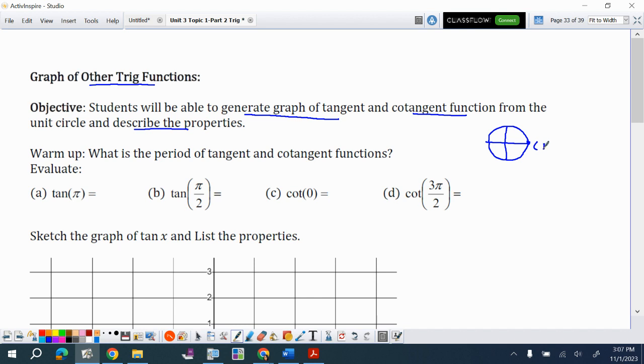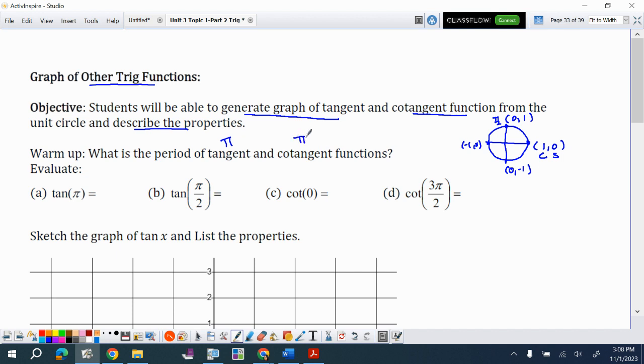This is (1, 0), so you can say cosine and sine. This is 90 degrees, (0, 1), pi over 2. This is (-1, 0), and this is (0, -1). We know that tangent and cotangent repeat at every half circle. So the period of tangent is pi, and cotangent is also pi.